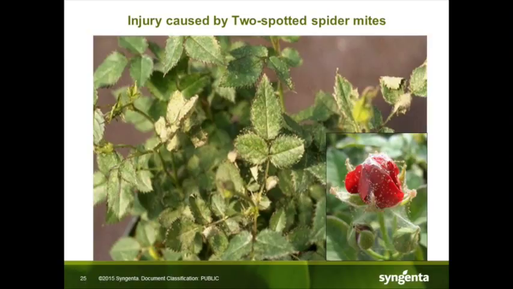If feeding gets extensive, the foliage will dry and leaf tissue will fall, and certainly when it's at this stage, no chemical or biocontrol is going to be able to get that under control. That needs to be thrown away.